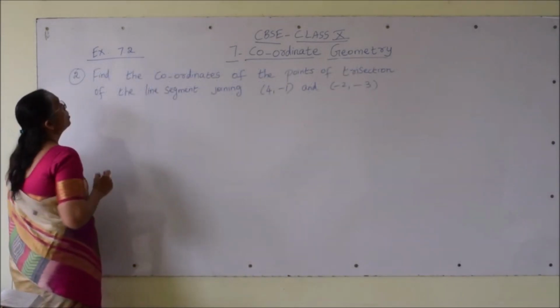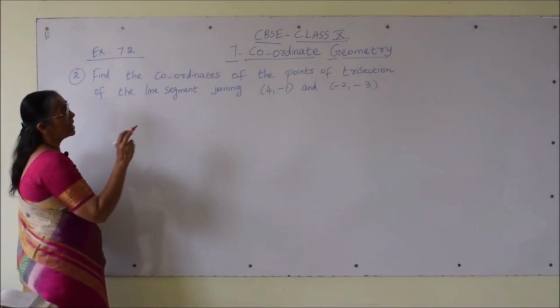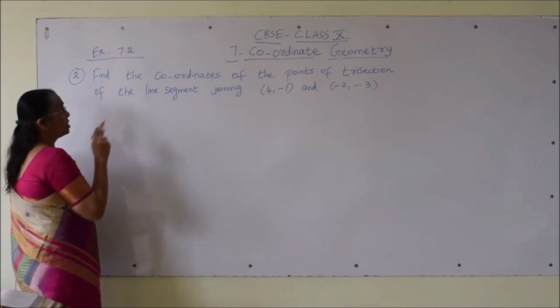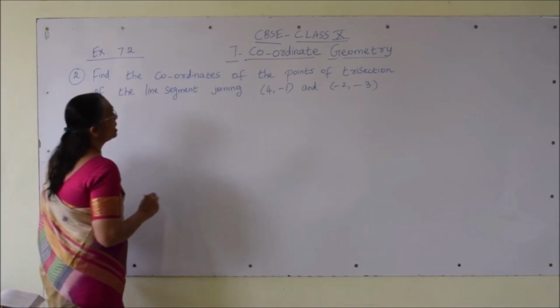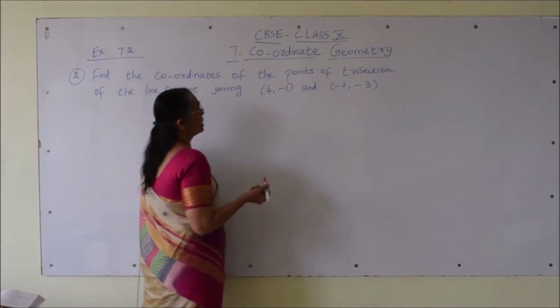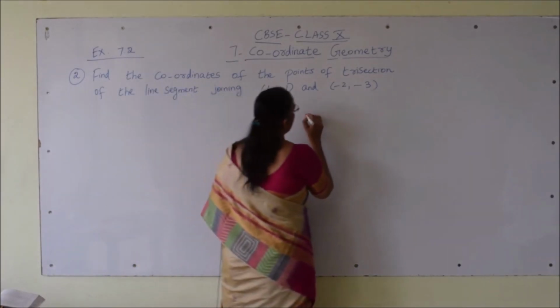Second problem: find the coordinates of the points of trisection of the line segment joining the points (4, minus 1) and (minus 2, minus 3).